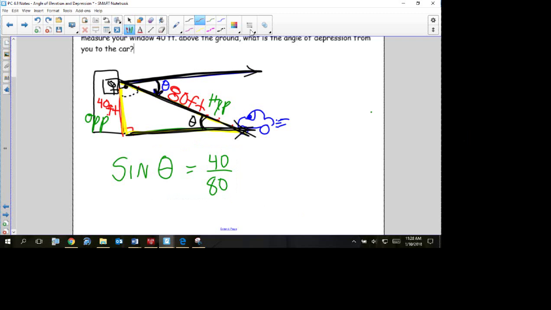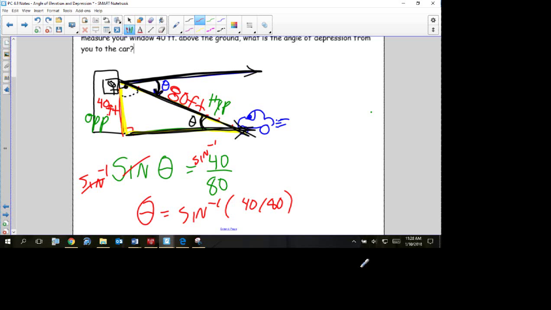How do you get rid of sine so we just have theta left over? Sine inverse. That will cancel there, but I have to do it over here also. Sine inverse. So I will get theta equals sine inverse of 40 divided by 80, and I will use my calculator. And we'll still be in degree mode. We're going to find our answer in degrees. Does anybody know the answer before we start?